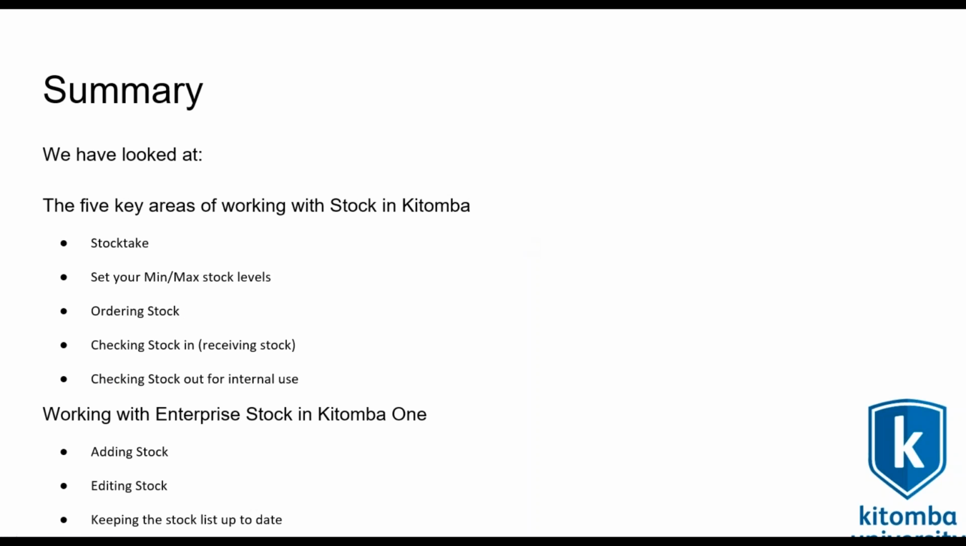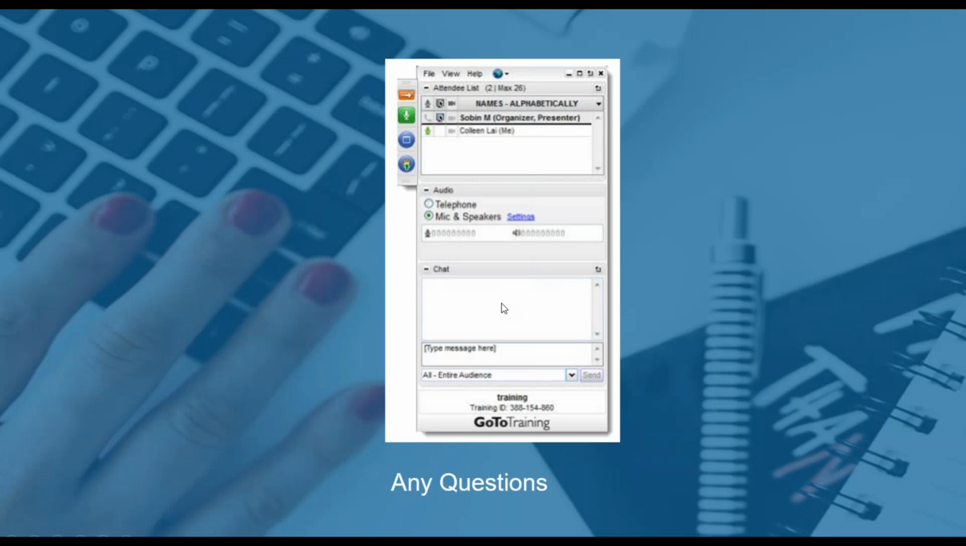Right. So that concludes today's webinar on managing enterprise stock. Again, we had a quick overview of the 5 key areas of working with stock in Katoomba: stock taking, adjusting min and maximum levels, ordering stock and checking it in, and also checking out stock for internal use. We then went to focus on working with enterprise stock in Katoomba 1. So adding and editing stock, keeping it up to date, the stock performance view, and also some extra steps on using Excel to manage your product list.